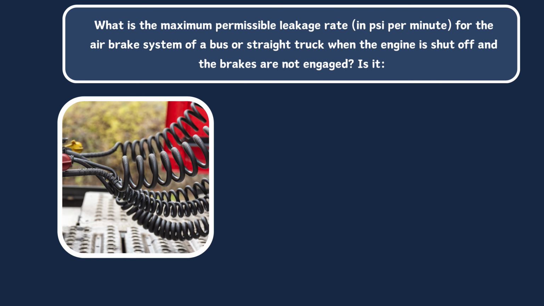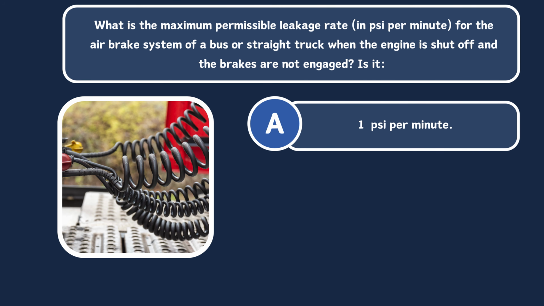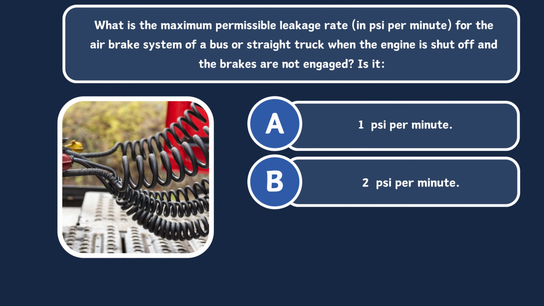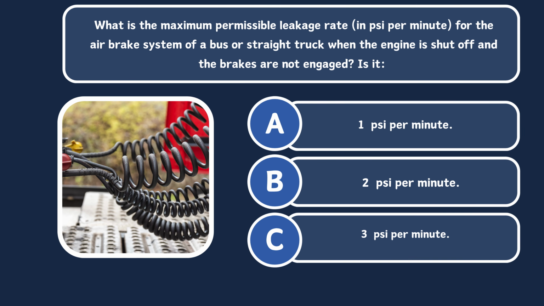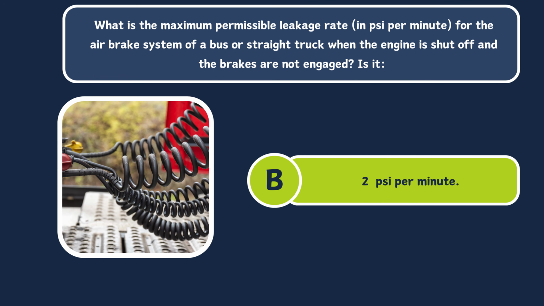Question 36. What is the maximum permissible leakage rate in PSI per minute for the air brake system of a bus or straight truck when the engine is shut off and the brakes are not engaged? Is it A, 1 psi per minute, B, 2 psi per minute, C, 3 psi per minute? Correct answer is B, 2 psi per minute.